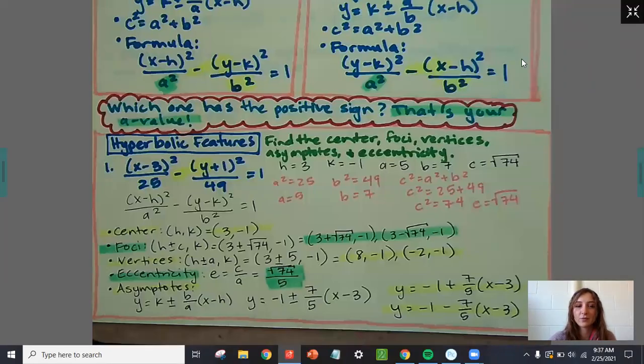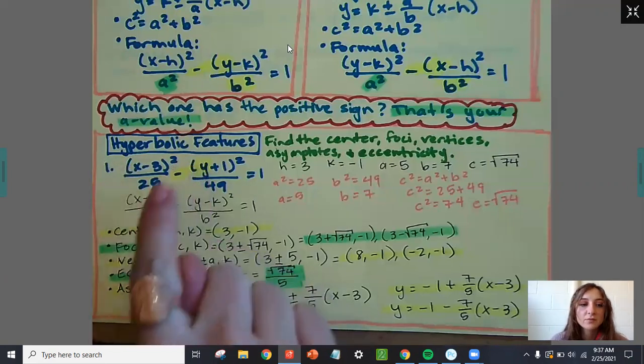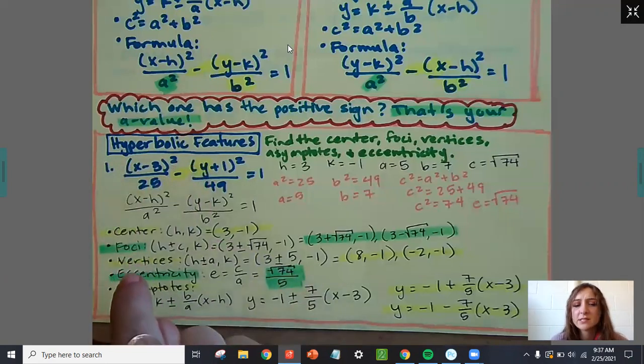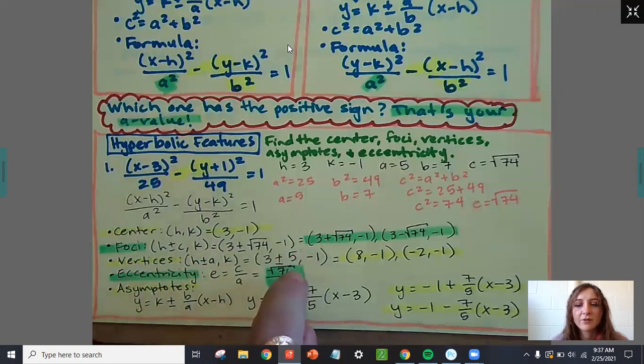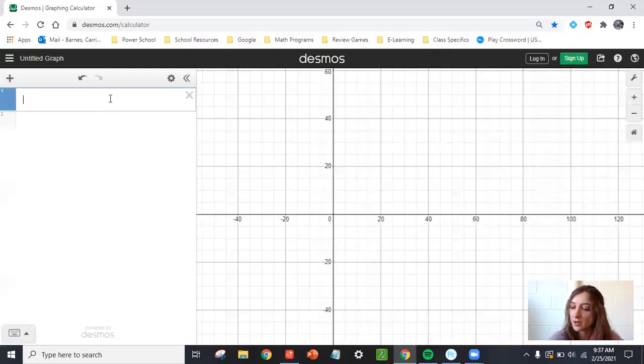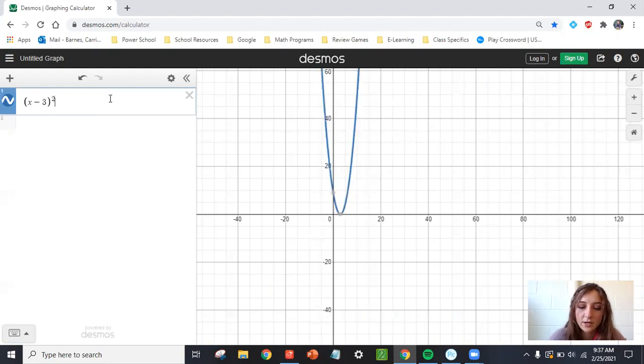Hello everyone, in this video we're going to be checking our hyperbola features. So we're going to be typing in our center, our focus, our vertices, not the eccentricity because that's just a measure of how wide it is, and then we're also going to be typing in our asymptotes. So let's go to Desmos.